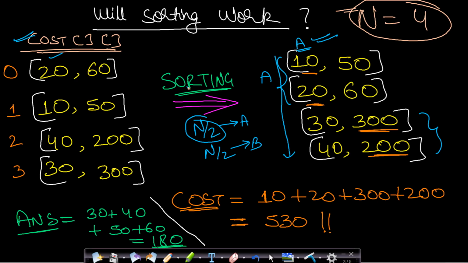As you can see for this example, if you assign the first 2 elements to city A, since your n value is 4, so n by 2 will be 2, then this value comes out to be 30. And if you assign the rest 2 elements to city B, then the cost will come out to be 500 for these 2 elements. 30 plus 500 is 530. So this is a huge cost. Actually you can minimize the cost and your answer should be 180.